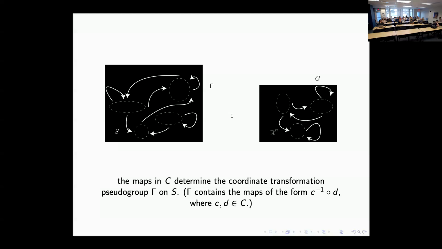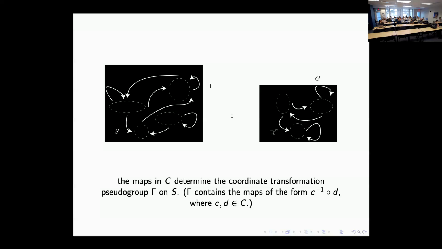So intuitively, this coordinate transformation pseudogroup contains all of the maps between open subsets of this manifold that switch us from one of our privileged coordinate systems into another one. More precisely, gamma, this coordinate transformation pseudogroup, contains maps of the form C inverse after D, where C and D are in our collection of privileged coordinates, and this composition is defined. You can think of these as the coordinate transformations between our privileged coordinates in C.